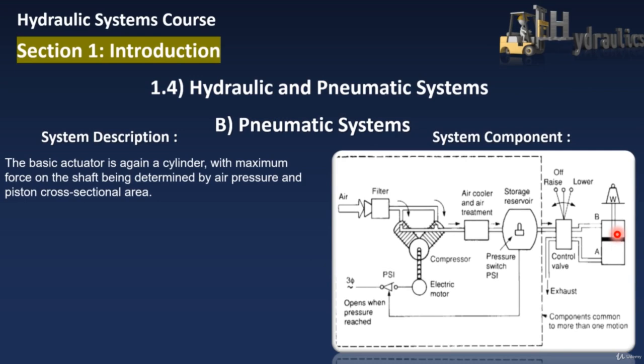Operating pressures in pneumatic systems are generally much lower than those in a hydraulic system, just 10 bar being typical, which will lift 10 kg per centimeter square of piston area. So a 16 centimeter diameter piston is required to lift a 2000 kg load. So it is obvious pneumatic systems therefore require larger actuators than hydraulic systems for the same load.